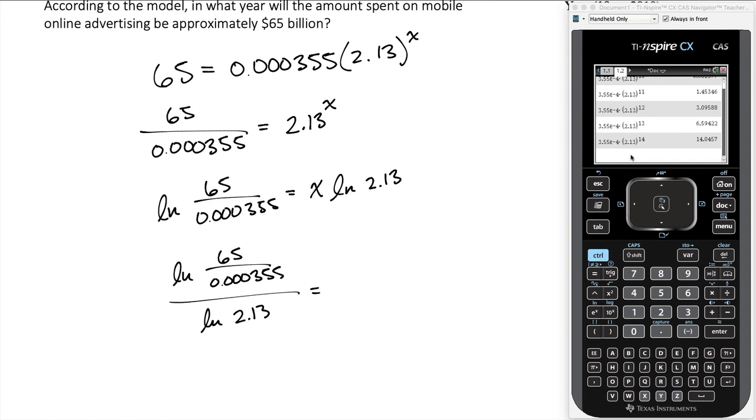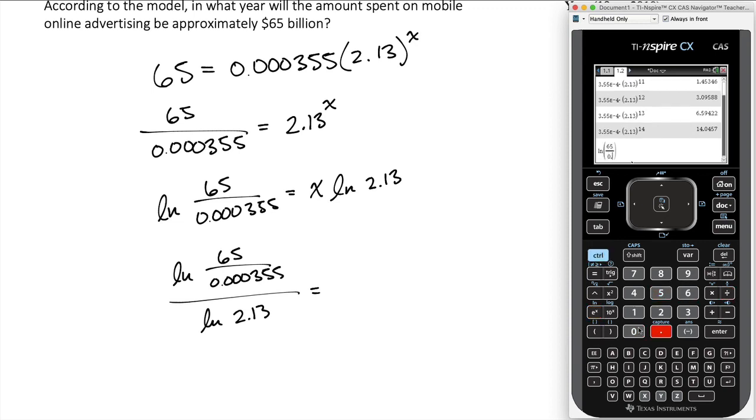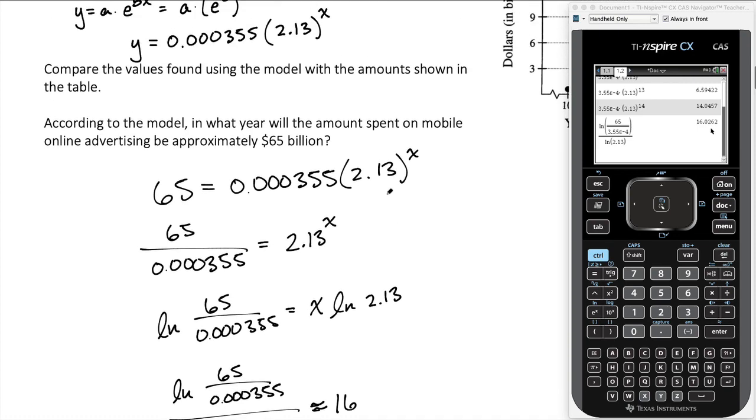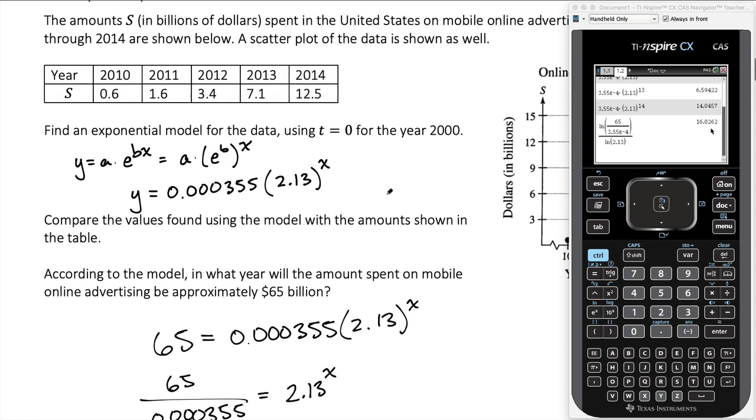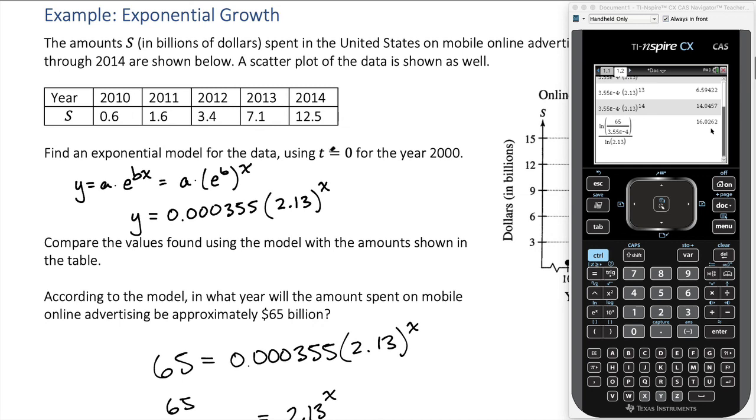Let's put that here in our calculator. So we've got our natural log of 65 over 0.000355, and then over the natural log of 2.13. We get about 16. So this is an approximation saying we're expecting in the year 2016 that we would have that much, 65 billion, spent if this model is accurate.